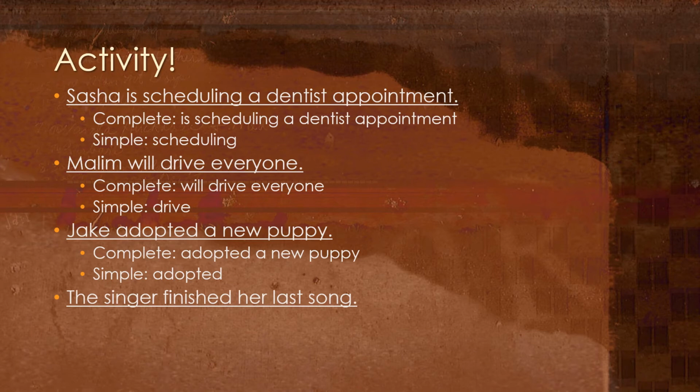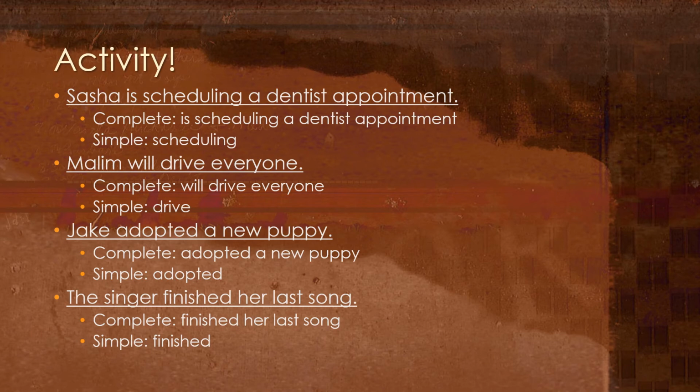Last example for predicates. The singer finished her last song. Again, we know the singer is our complete subject, right? It's our subject in general, right? She's the one doing the action. So the rest of the sentence, finished her last song, is the complete predicate. And the simple predicate is just the word finished.